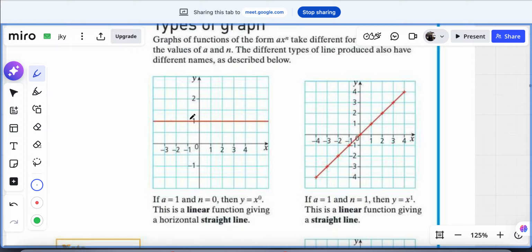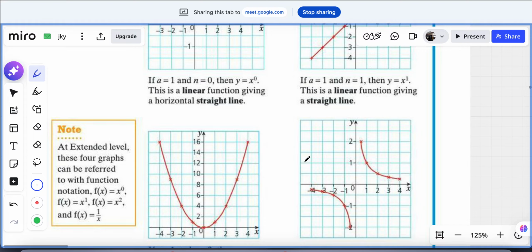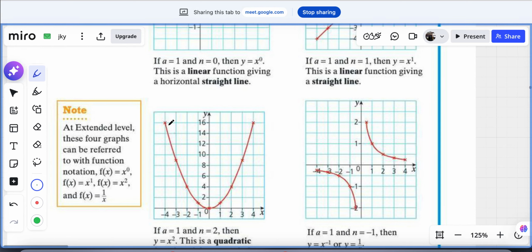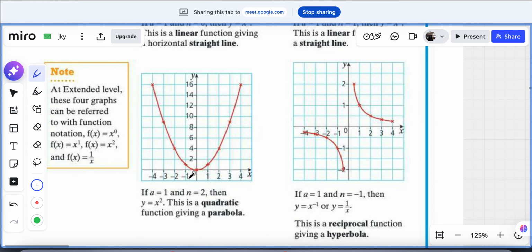Now it's just to explain different types of graph. We have the linear graph. This is a linear graph where y is equal to 1. When you draw a horizontal straight line like this, it means y equals that value. This is a normal linear graph of y equals x. So when you plot it, you get this type of graph.